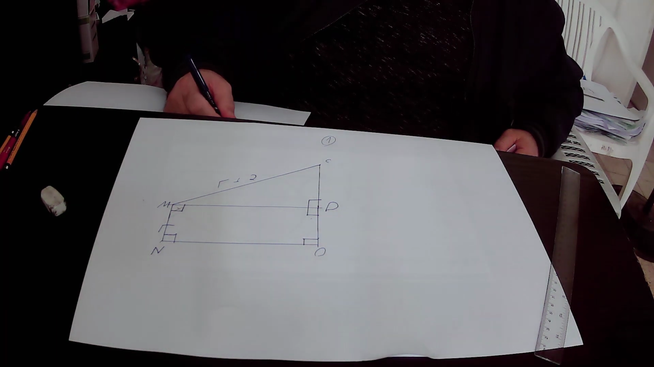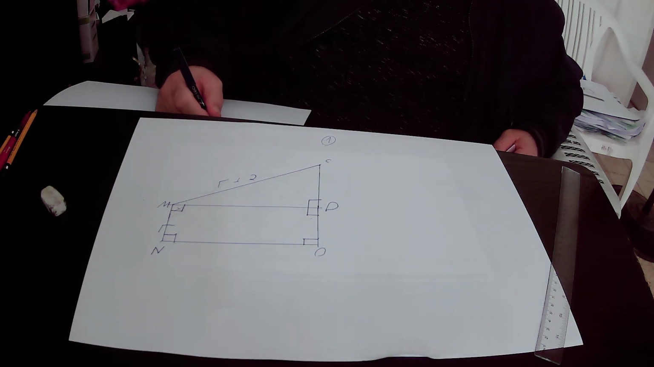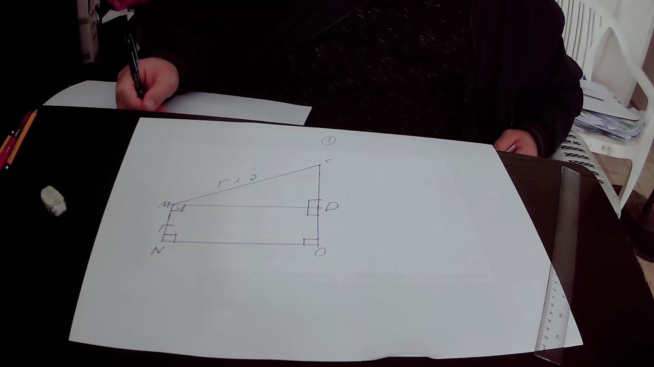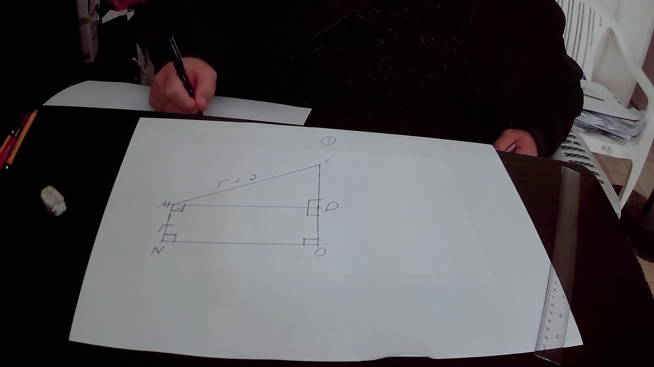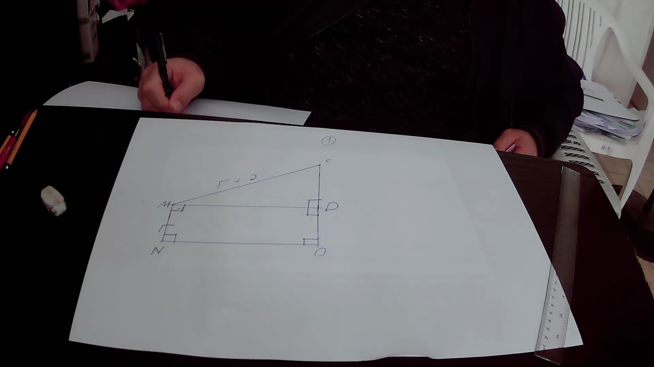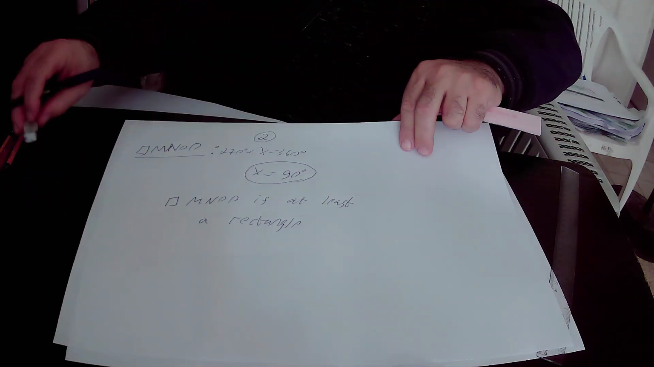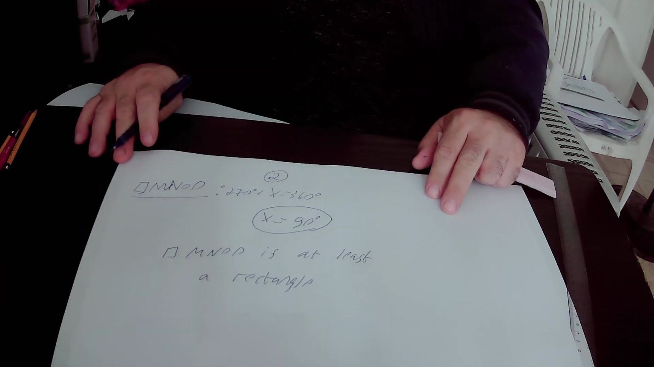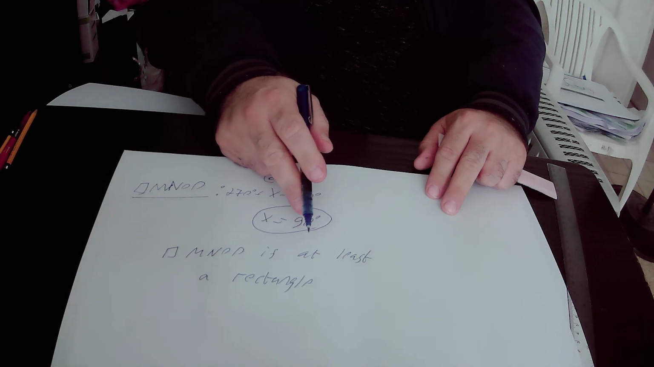So quadrilateral MNOD is at least a rectangle if not a square. I will repeat again. Quadrilateral MNOD is at least a rectangle if not a square.